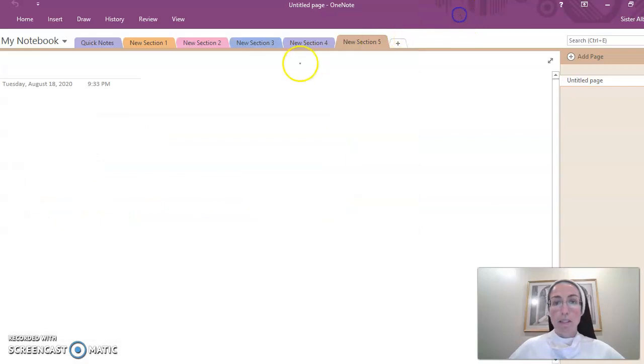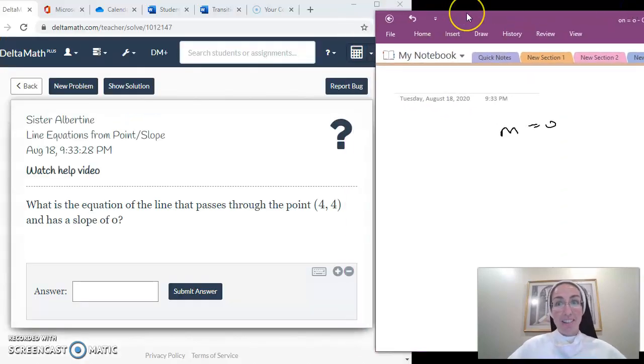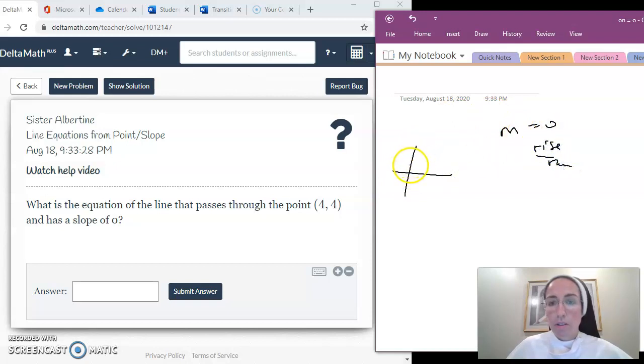So whenever I have a slope that's 0 or undefined, I should have a little red flag that goes off in my head, like, okay, this is either x equals something or y equals something, so I just need to remember which one it is. So a slope of 0 means, remember, slope is rise over run. So basically I'm rising nothing and I'm running. So it's a flat horizontal line.